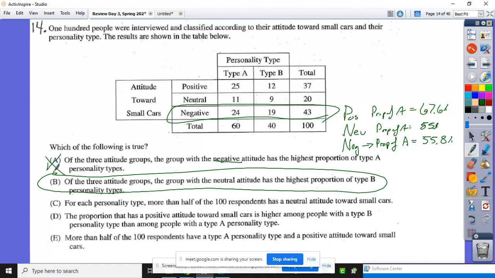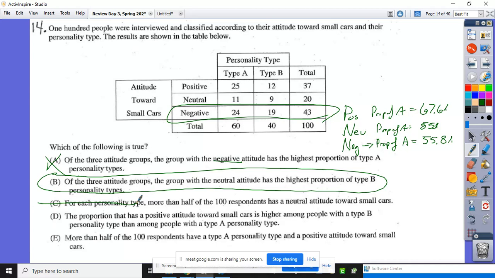C, for each personality type, more than half of the 100 respondents has a neutral attitude. Can you look at that one and tell me it's right or wrong? For each personality type, each one of them has more than 50. Well, if I have more than 50, then we're not right in the first place. So that one isn't even really a correct one to do at all.